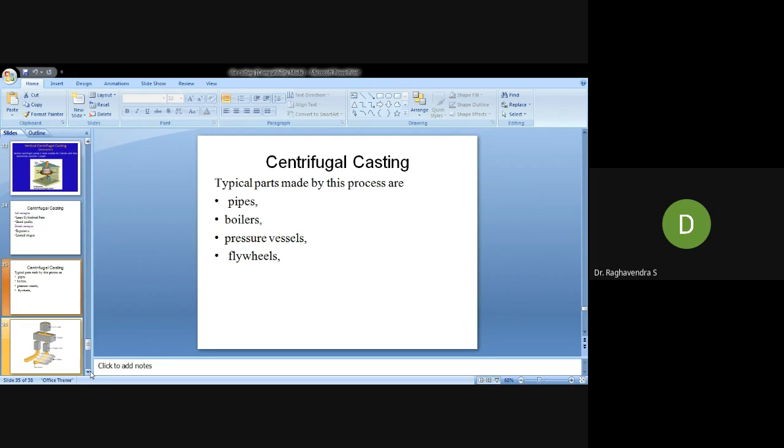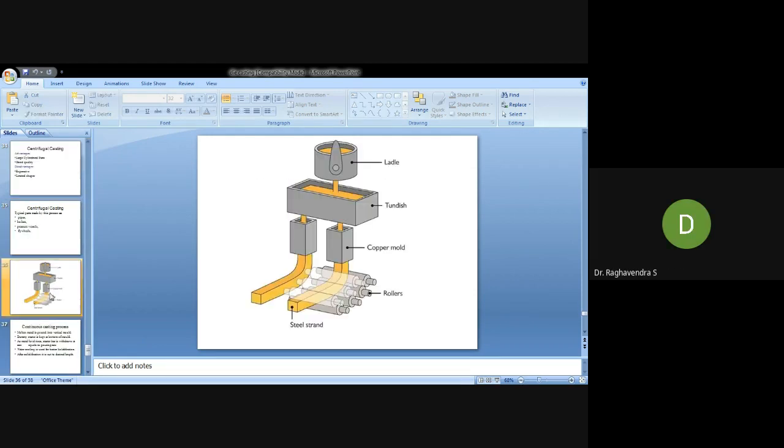Yes. Any doubts from your side? No, sir. Okay, right. These are the examples. So something like this.